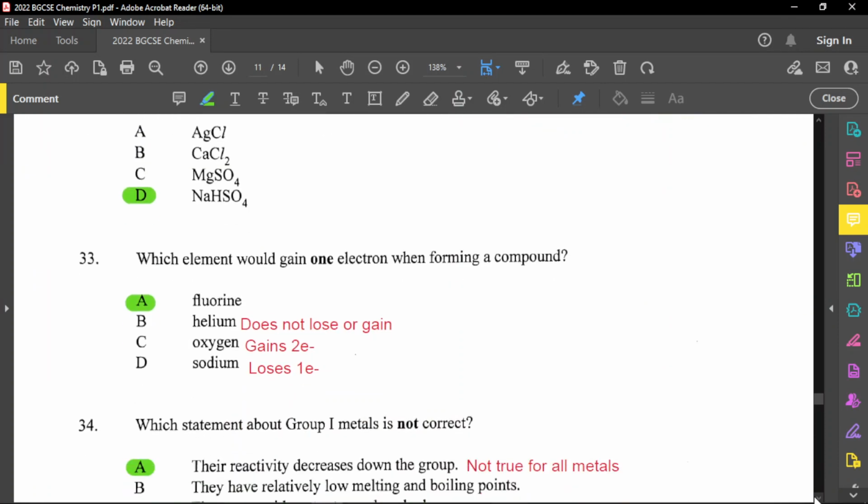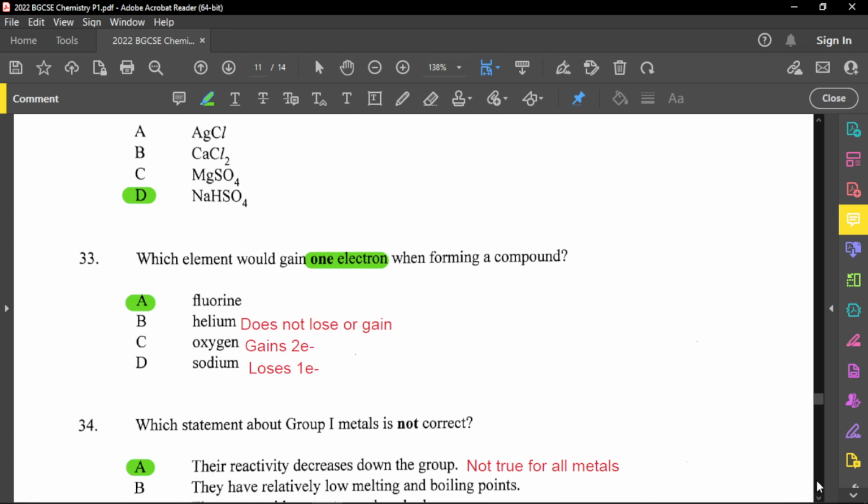All right, question number 33 is which element would gain 1 electron when forming a compound? Simple, gain 1 electron. And of course, to gain 1 electron, the element must be from group 7, right? And so fluorine is a group 7 element right here, so definitely gain 1 electron. Helium is a group 0 or group 8 element, so therefore, you don't gain or lose electrons. All right, I'm just going through this. I know you know this already. For C, oxygen, it will gain 2 electrons, right? It's a group 6 element. Sodium will lose an electron because it's a group 1 element, so it loses only 1. All right, so straight off the bat, A.